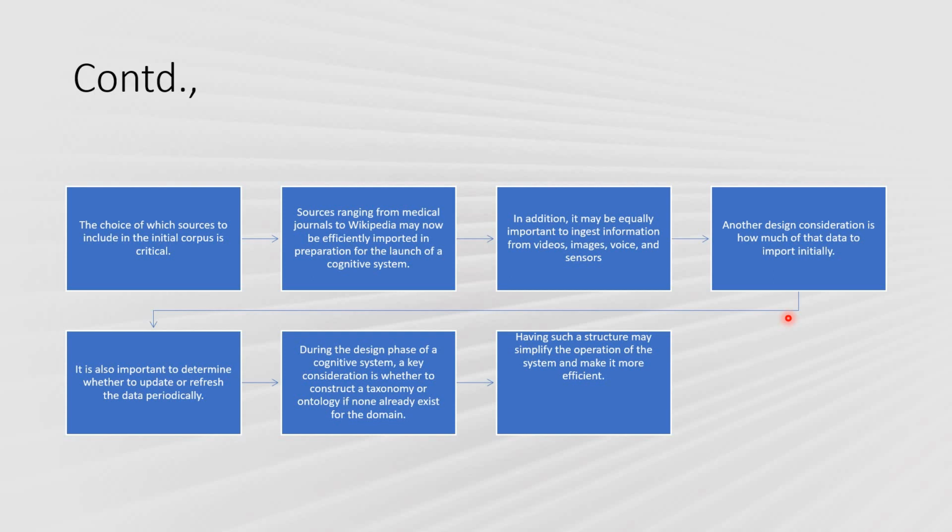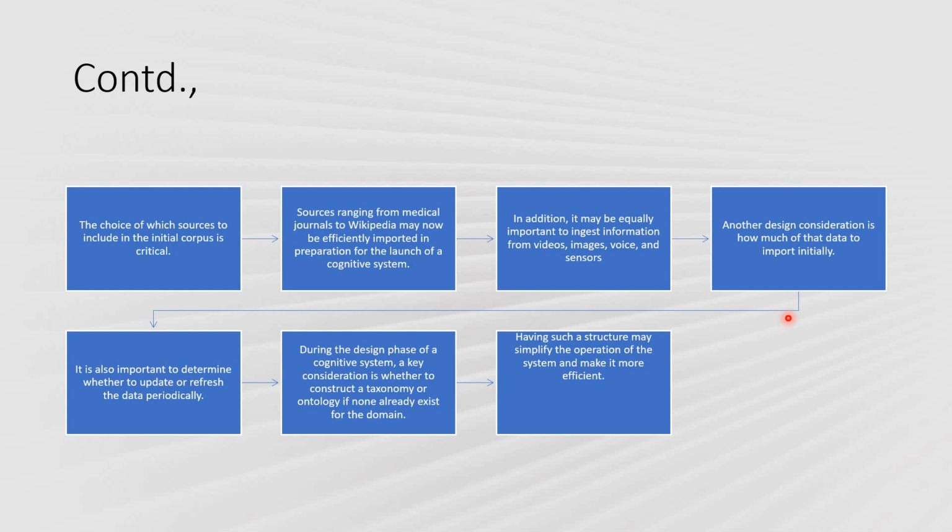In addition to that, you should also understand it is very important to ingest information from the videos, images, voice, and sensors. So data is not necessarily from the journals. Data is not necessarily from the web pages. Data is not necessarily the Wikipedia collection. It is also from the videos, images, voice, and sensors.